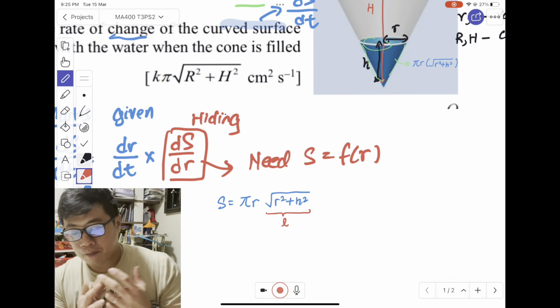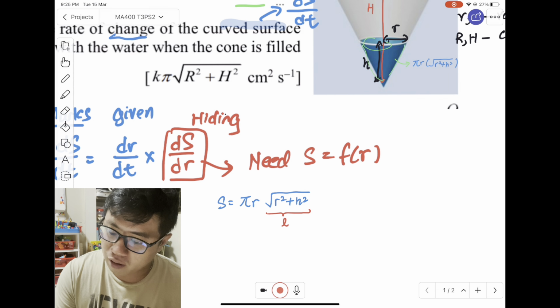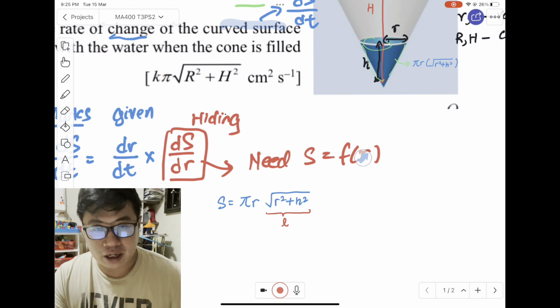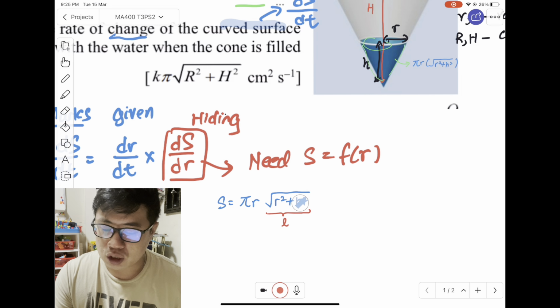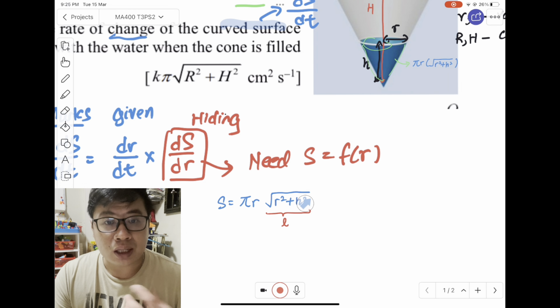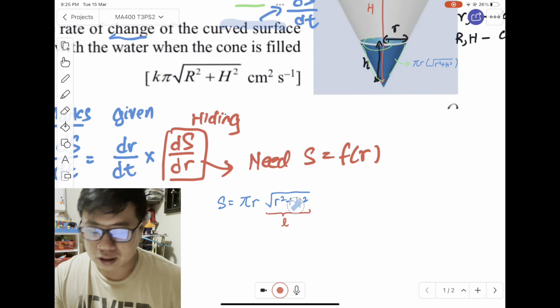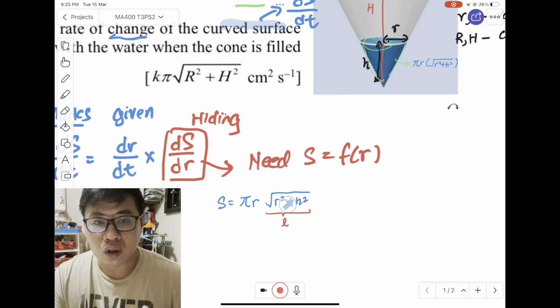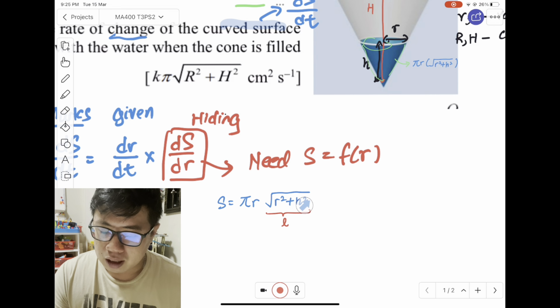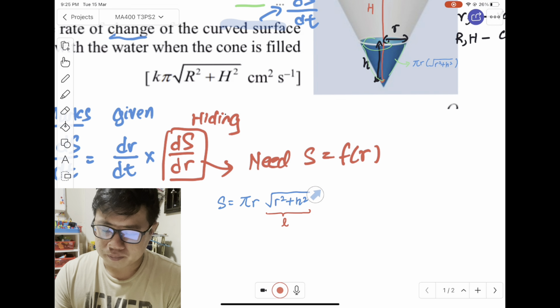Now the next thing is, have we found everything in terms of R yet? We have not. There is still an H existing that we need to convert into terms of R, so that we can do dS/dr. Now I look at this H square.